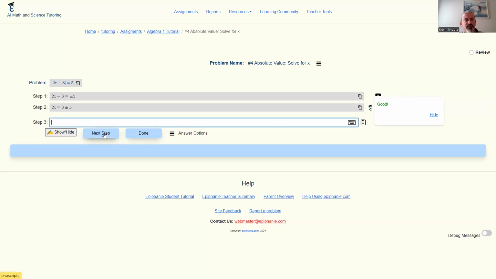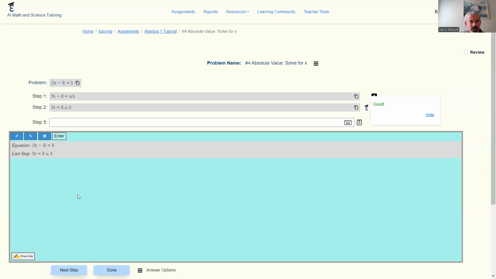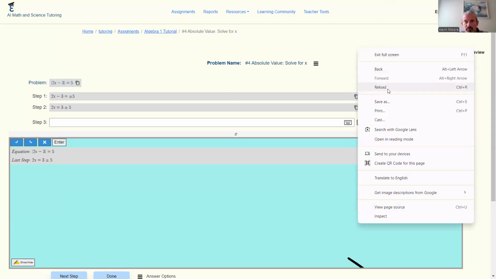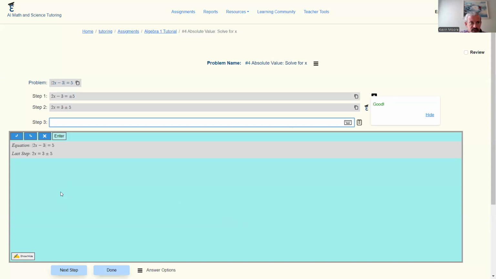Let's enter and continue with the next step. I can also click the button for next step, but pressing enter or clicking next step will get me to the next step. And I can also do this with this handwriting tool. If I need to check something, sometimes I have to resize it. It's designed to be used for tablets and mobile devices. And sometimes it's too big right now. I'm going to resize this. I'm going to reload this. Reload. And now it will be the right size.